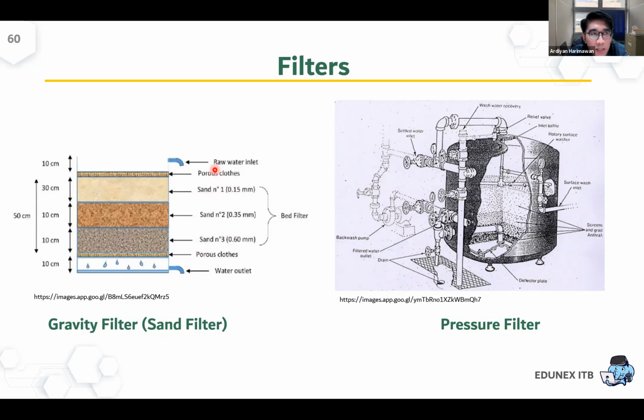Actually, you can buy the filter arrangement. I think there are shops that sell it, there are companies that sell it at household scale. The content will be sand, and then some charcoal and some abu gosok. It's a stack of that kind of material to do the filtration.